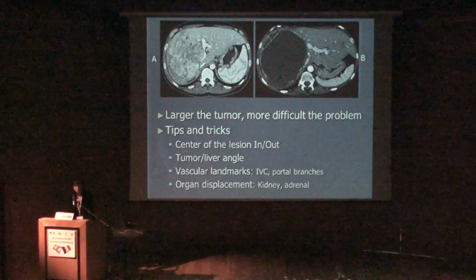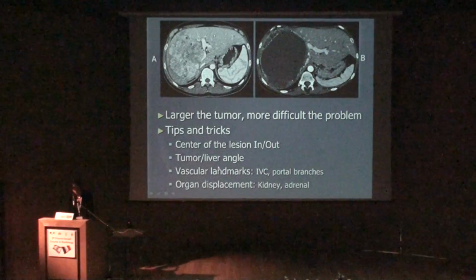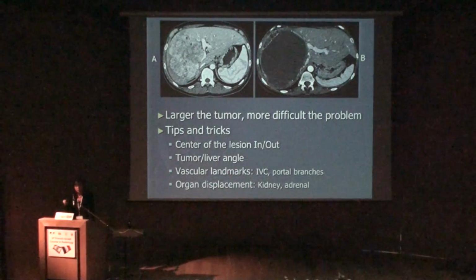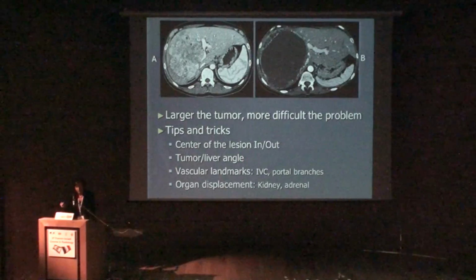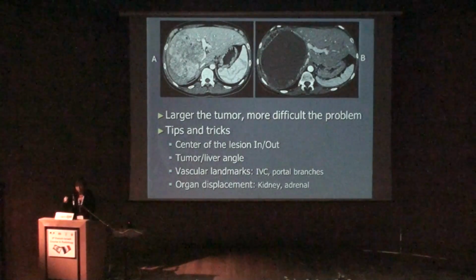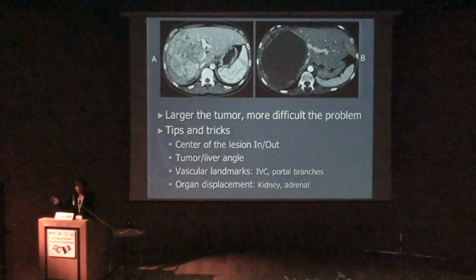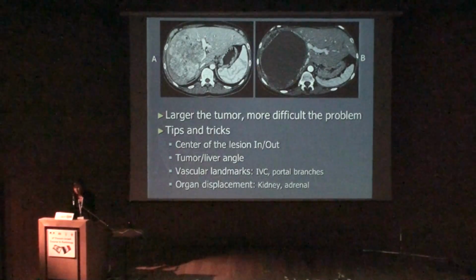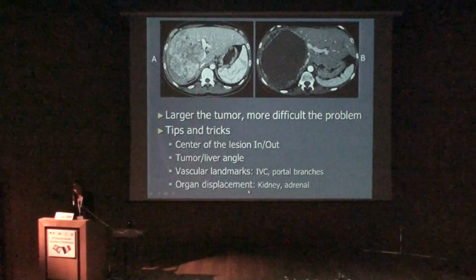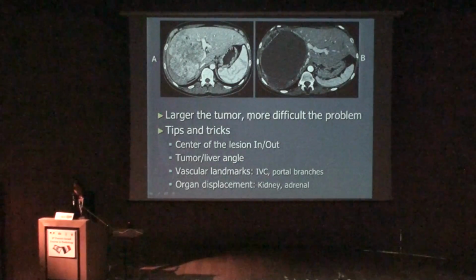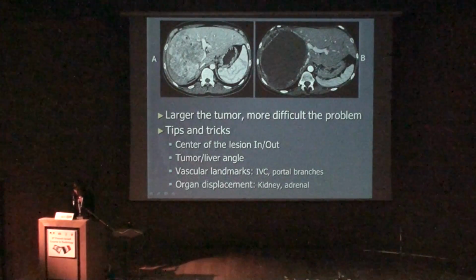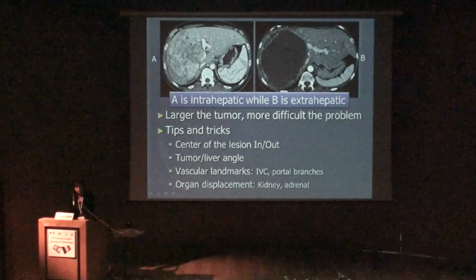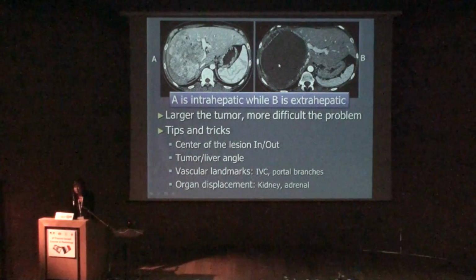It is very important, especially in large lesions, to look at vascular landmarks. Where is the IVC? In place or not? And how are the portal branches? Are they normally oriented, or do you see any displacement? Okay? And then we have also to look at the organ displacement, and especially here, the right kidney, the right adrenal. Okay. So the answer is, this one is intrahepatic, while that one is extrahepatic.